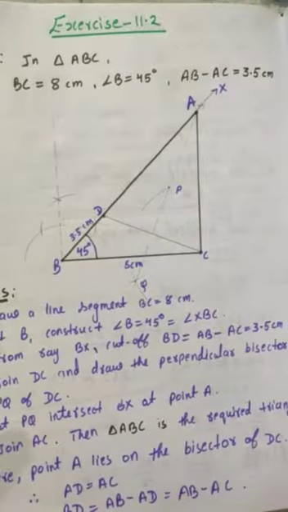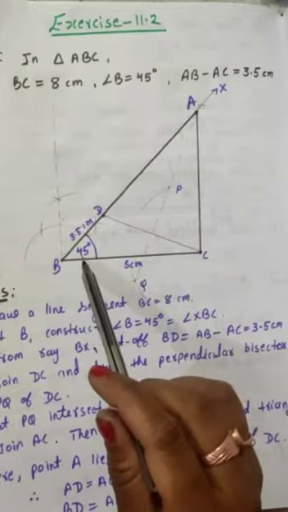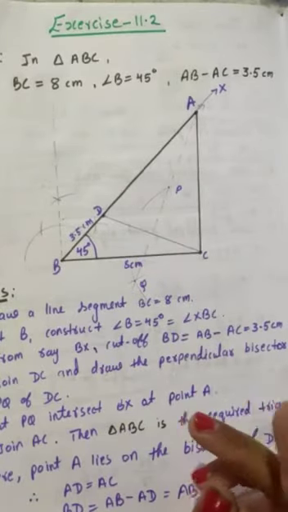So we were doing the chapter constructions. In constructions we were learning how to construct a triangle when the base is given to you, one base angle is given to you, and the sum of the other two sides is given. That we have done.